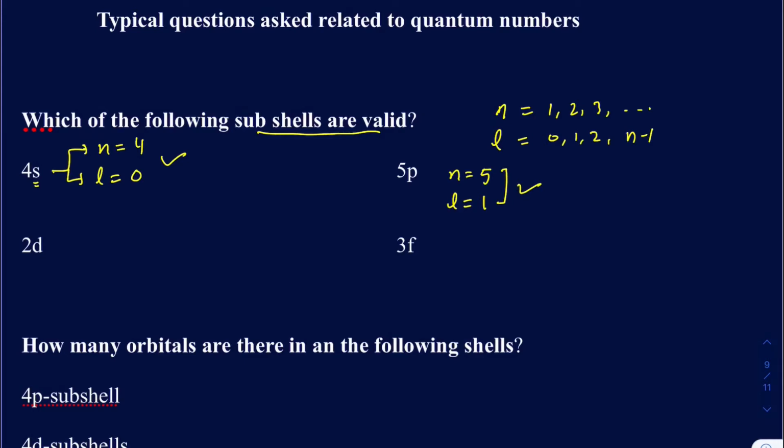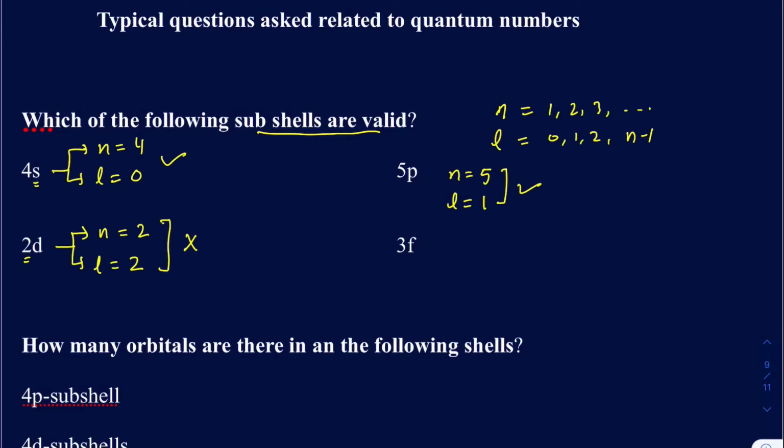Let's look at this 2d. The value of n comes from the number that's in front of the subshell, so it's going to be 2. And for the d subshell, the value of L is 2 as well. So that means it's going to be an invalid subshell. We cannot have the value of L be the same as the value of n, and we also cannot have the value of L be bigger than the value of n.